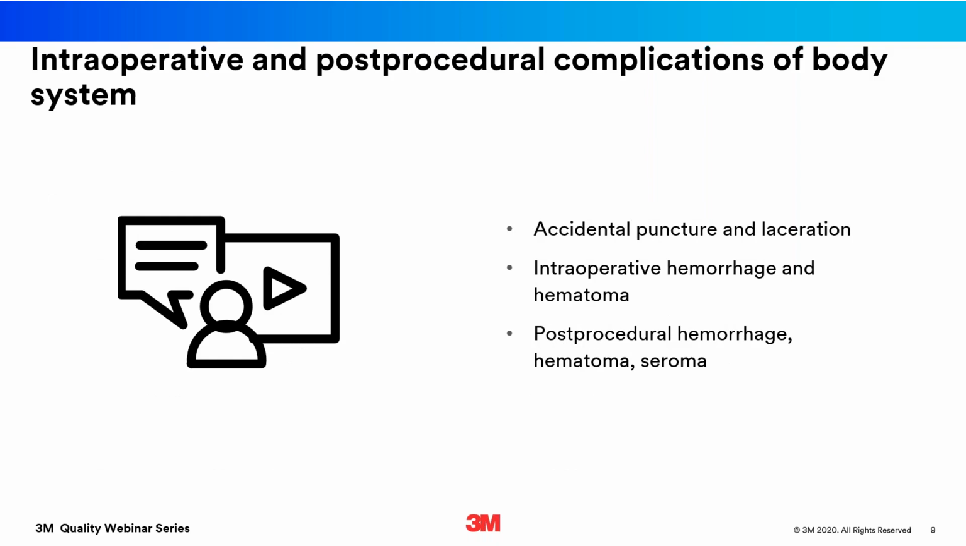Within those body system complication codes, there are several types of complications that are common throughout all the different body systems. For example, accidental puncture and laceration. That's going to be within each body system. So it will matter where the accidental puncture or laceration was, and what type of procedure was happening when that occurred, and that's the basis of the code that you assign. They also have codes available for intraoperative hemorrhage and hematoma, as well as post-procedural hemorrhage, hematoma, and seroma.